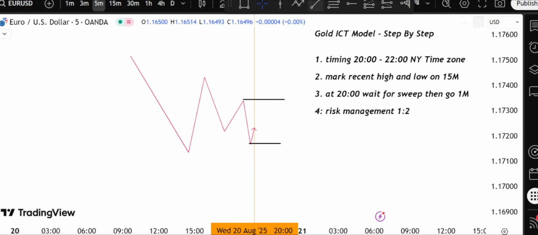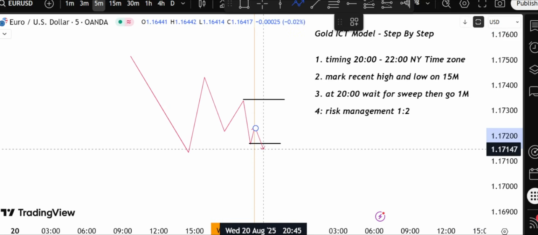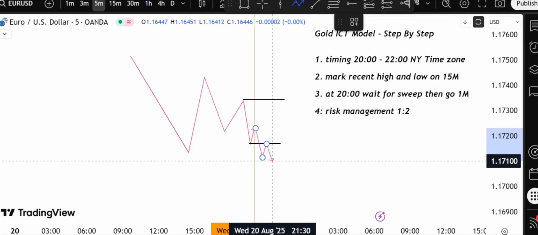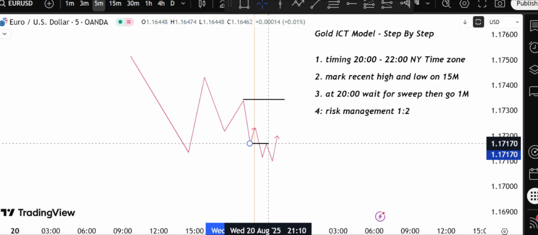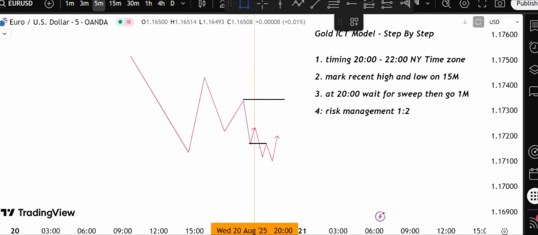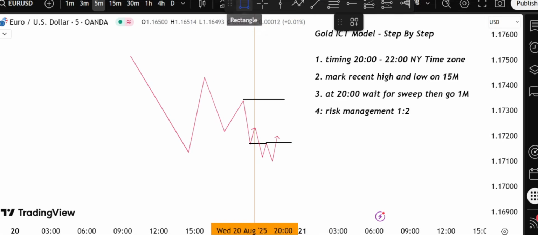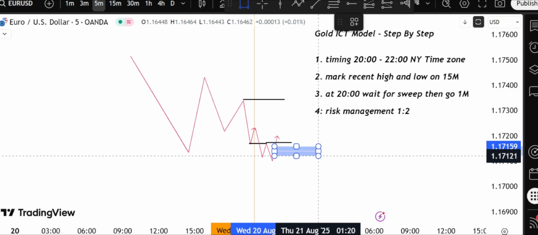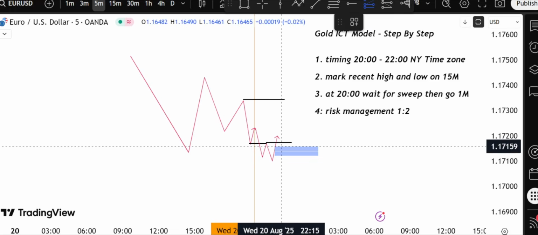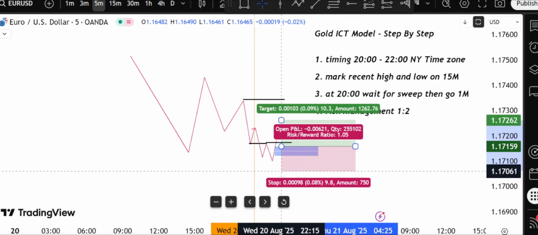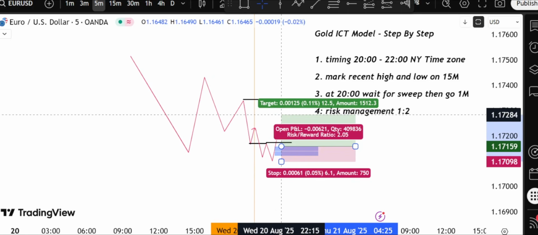What we will do on 1 minute is look for displacement. Let's say this low is taken. What we are looking for is something like this, a displacement. We will either take the breaker block or a clear FVG around here. Stop loss will be at the low on 1 minute. We will target 1 to 2.